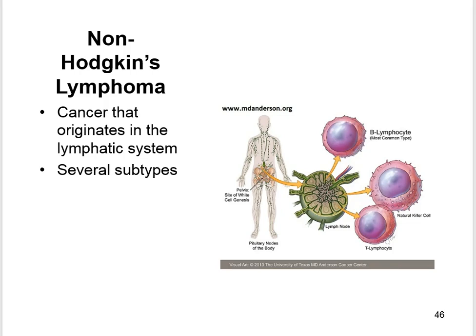Non-Hodgkin's lymphoma. This is a cancer that originates in the lymphatic system. There are several subtypes. The major subtypes are the B cell, the T cell, and natural killer cells. The B lymphocyte type is the most common, with 30% of non-Hodgkin's lymphoma being diffuse B cell lymphoma. Then there's the natural killer cell type lymphoma, and the peripheral T cell lymphoma. Those are the types.